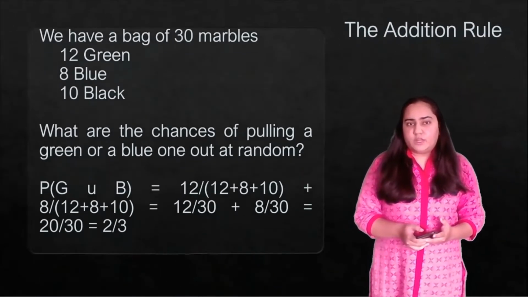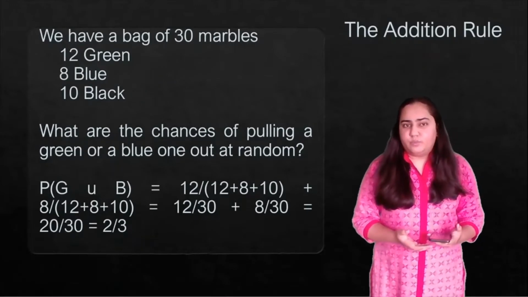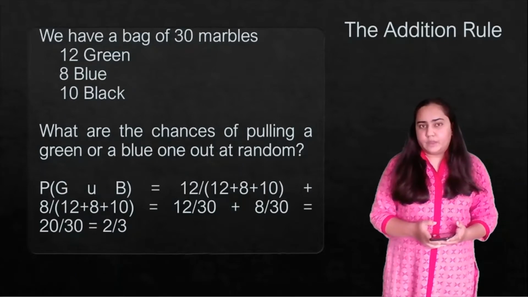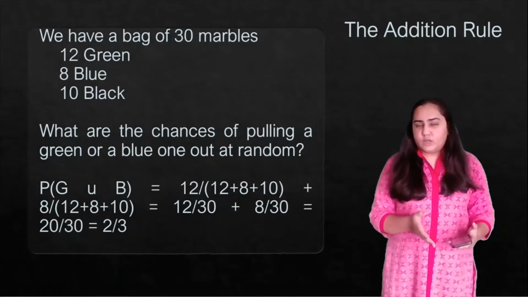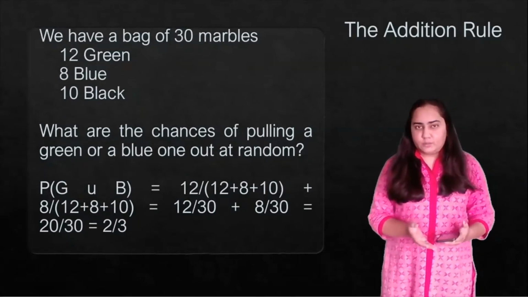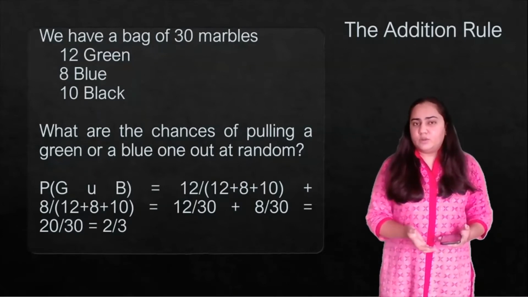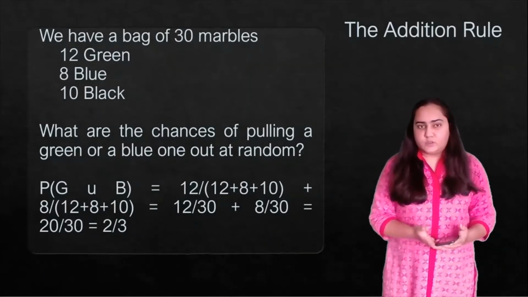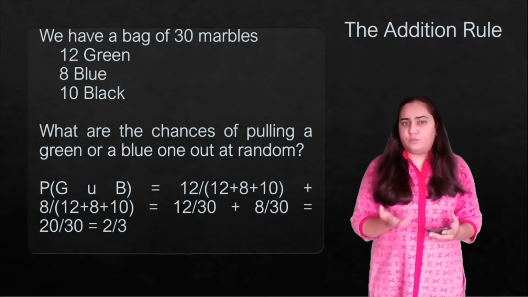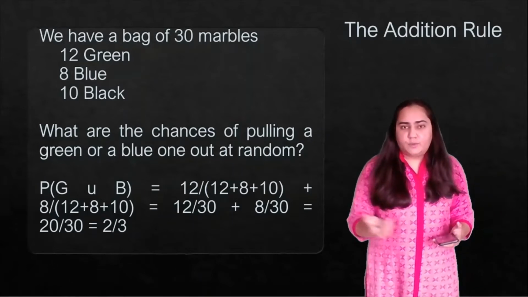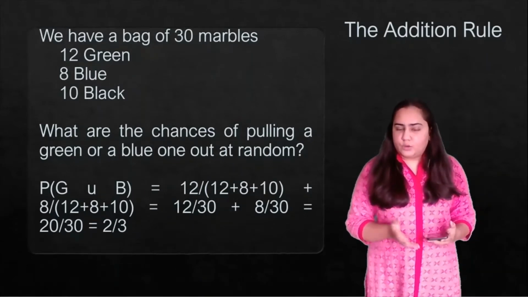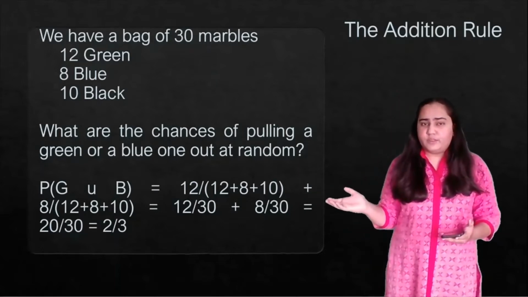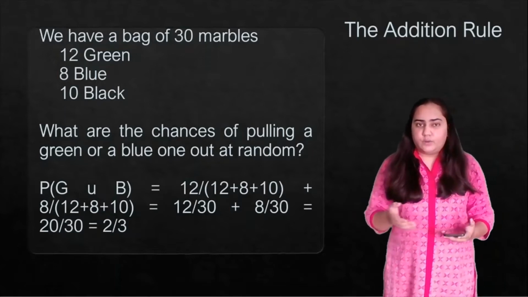Now what we want to find out is what are the chances of pulling a green or a blue marble out at random. So remember that we have 12 green marbles, 8 blue marbles, and 10 black marbles. Out of this, I want to find out what is the probability, or chance means probability, of getting a green or a blue marble if I were to put my hand into this particular bag of marbles. So it can be calculated like this. We want to find the probability of getting a green or a blue marble.